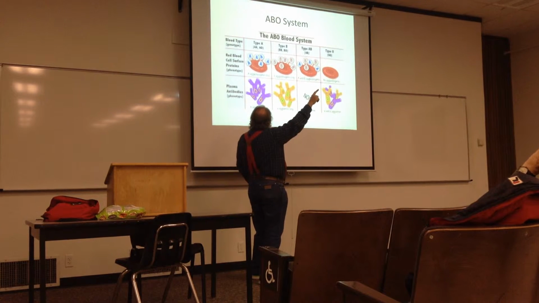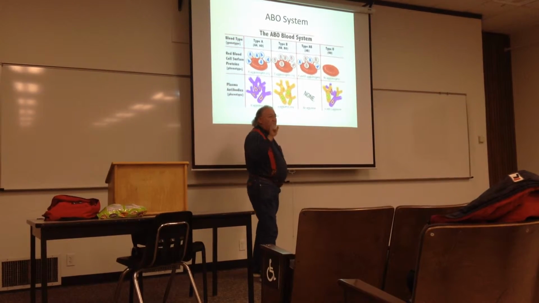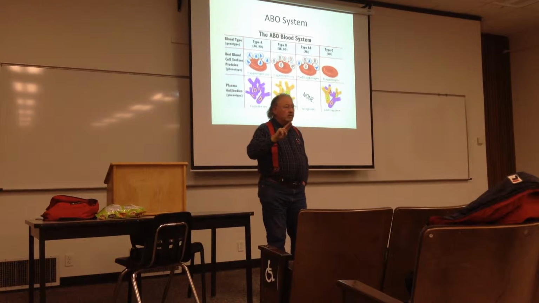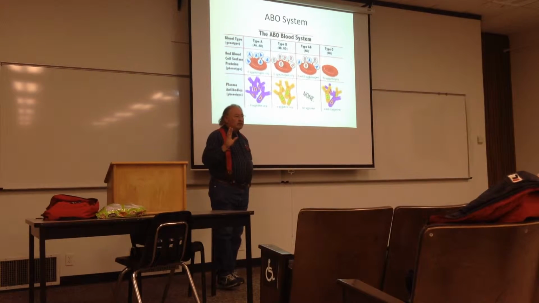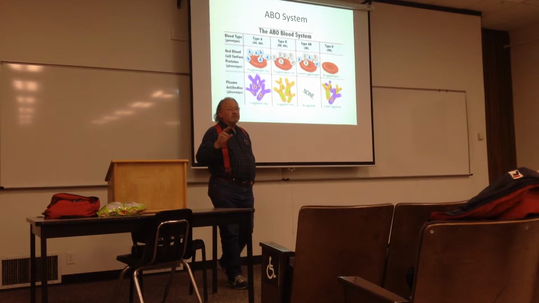Now, the A blood type can be produced if you have two A alleles, homozygous, or an A and an O, because O is recessive. B blood type individuals are either homozygous for B or heterozygous for B and O.